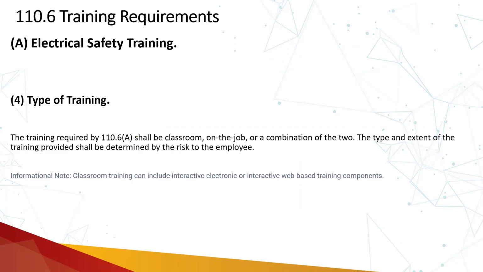Next one, what are the types of trainings allowed? The training required by Article 110.6(A) shall be classroom, on-the-job training, or a combination of the two. So for this particular case, it says that if you are making some person a qualified person, the online training is not acceptable. Okay, it should be a classroom training or it should be an on-the-job training. The type and extent of the training provided shall be determined by the risk to the employees. The classroom training can include interactive electronic and interactive web-based training components. Okay, but the type of training which is currently acceptable for qualified employees is the classroom training and the on-the-job training only. No online trainings or other things are acceptable to make them become a qualified person.